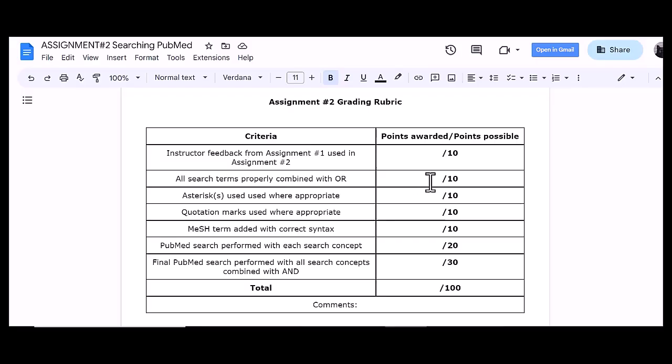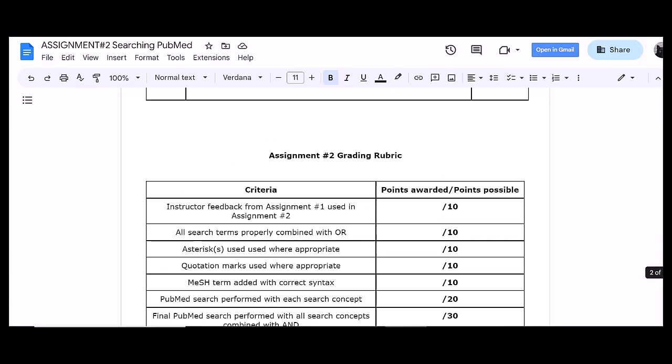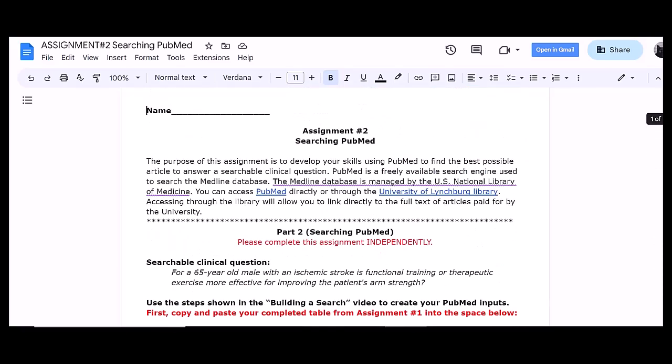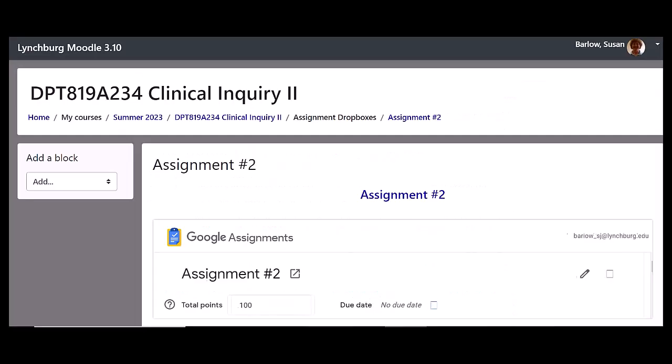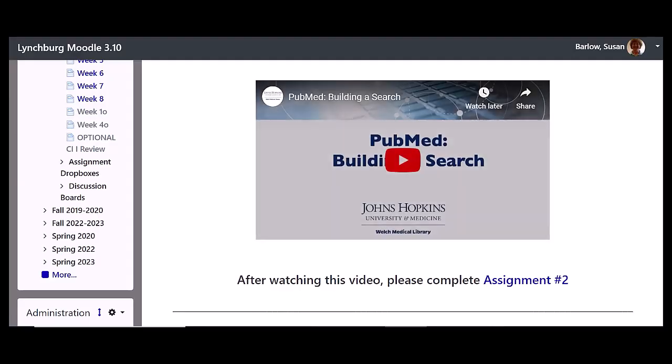If you do everything combined properly with or, asterisks where appropriate. Again, that's talked about in the video. Quotation marks where appropriate. Mesh term with the proper syntax for mesh term. Performing the search with each concept, and then finally everything combined with and as the Boolean operator is the final requirement for this assignment. And hopefully, like I said, this is sort of a review, but everybody's doing it by themselves this time. Okay, finishing assignment number 2.